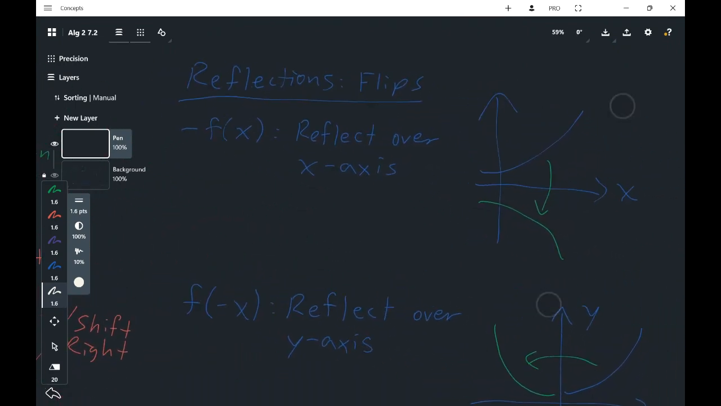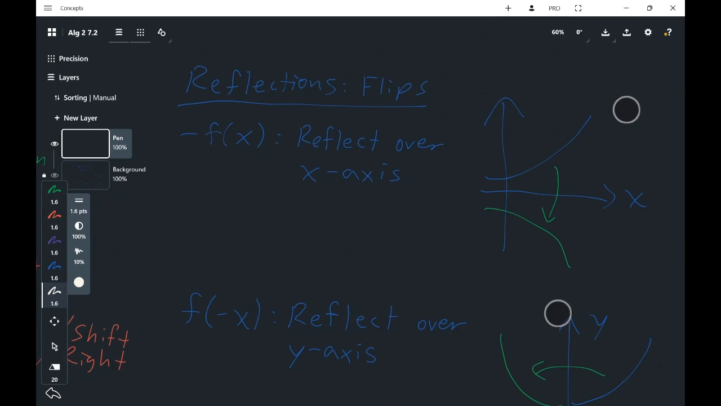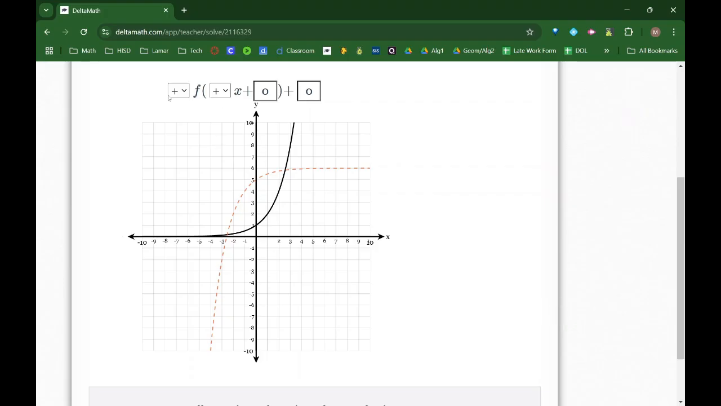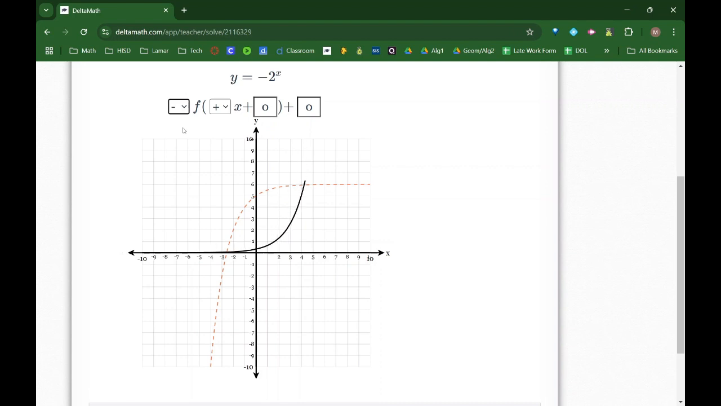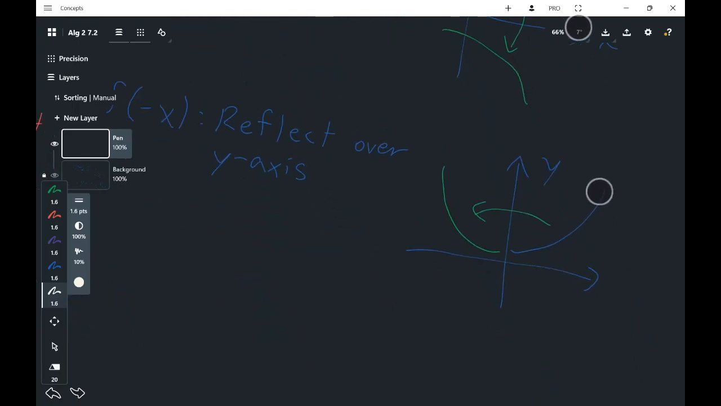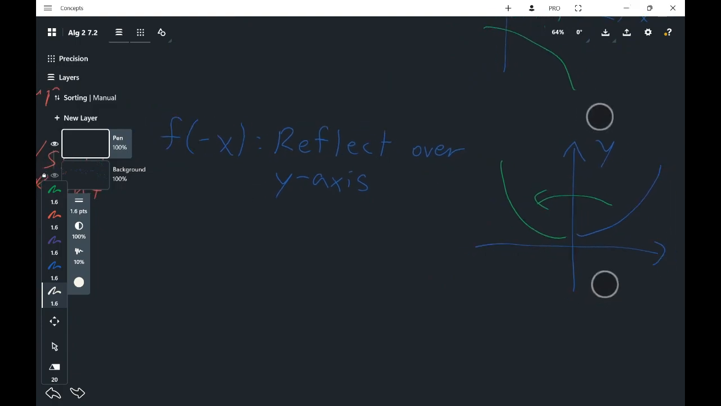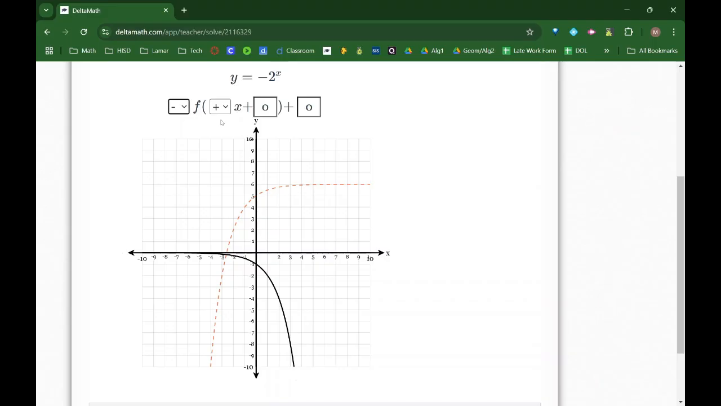If I'm reflecting over the x-axis, this vertical reflection that I was referring to earlier, I want to have a negative sign out in front of the function. So let's go ahead and put a negative sign there, and you'll see it'll flip over. Now, there's also something else wrong here in that we need to reflect it over the y-axis to make it face the right direction. So if we want to reflect over the y-axis, like I have down here, I want to put a negative sign in front of the x. So let's change this into a negative.